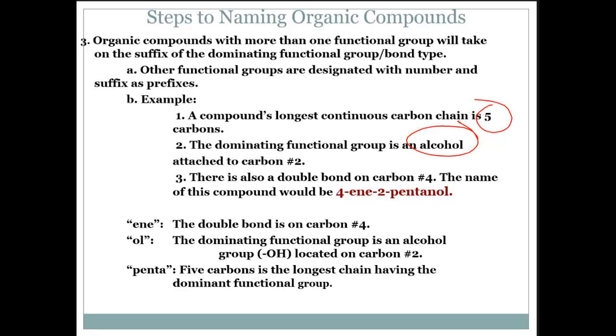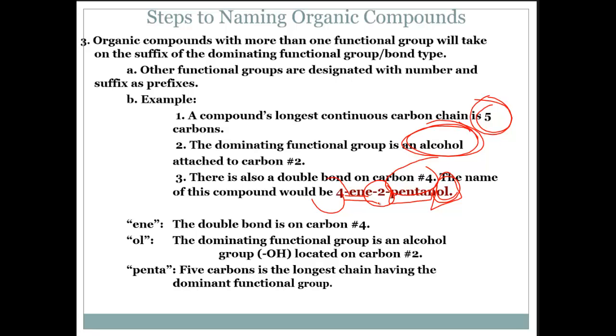So, 5 carbon chain, we have pent. The dominating is alcohol, so it's pentanol. On the second carbon is that alcohol group. And on the 4th carbon we have a double bond.